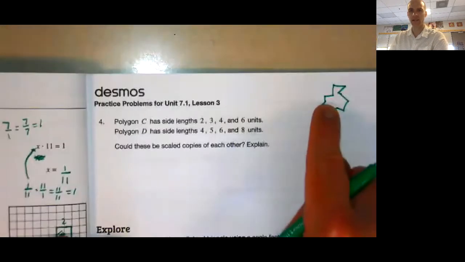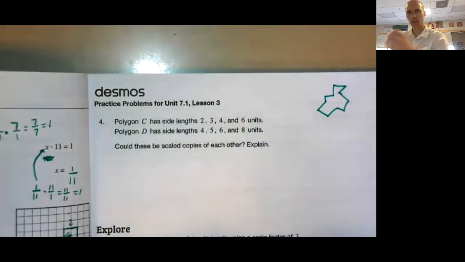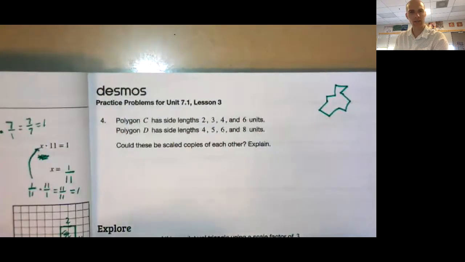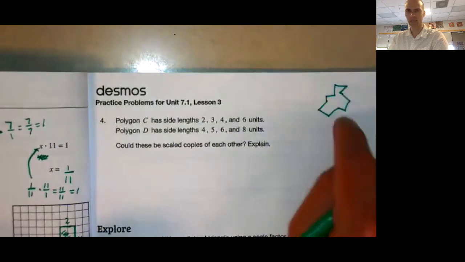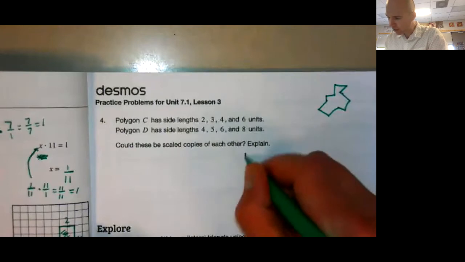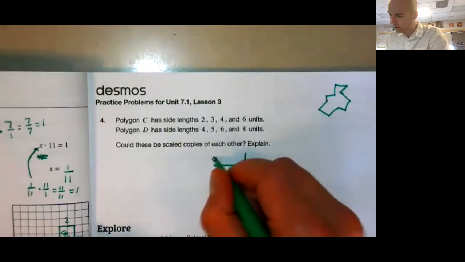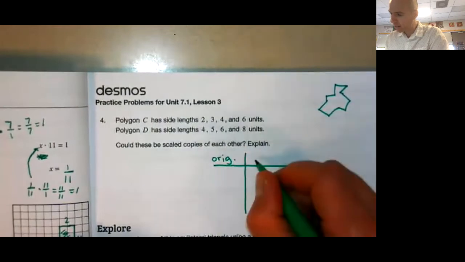Geez, I was off the screen again. That would be a polygon. Poly means more than one, multiple. Gon, I think in this case, refers to the number of sides. So just multiple sides. So could these be scaled copies of each other? Well, let's do it the way we've been doing in class. Let's make a table that says original and then copy.